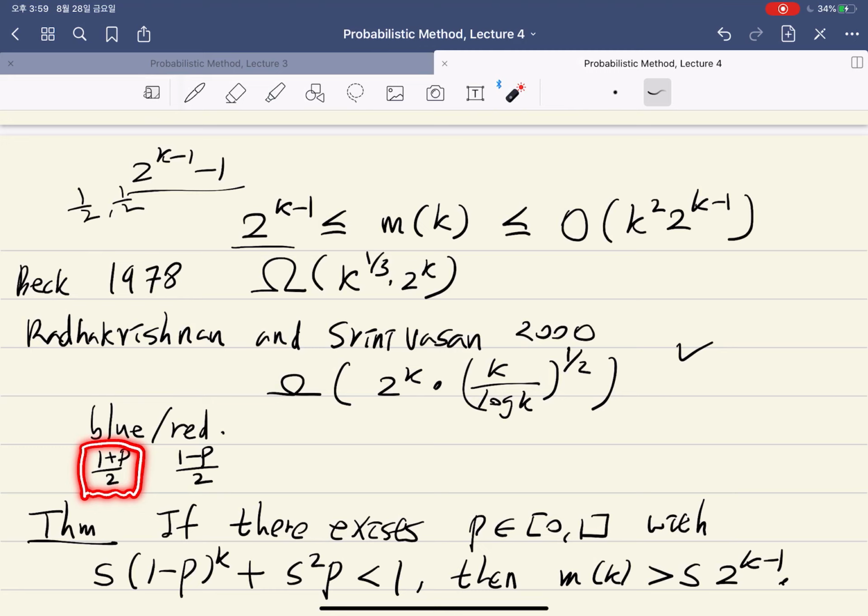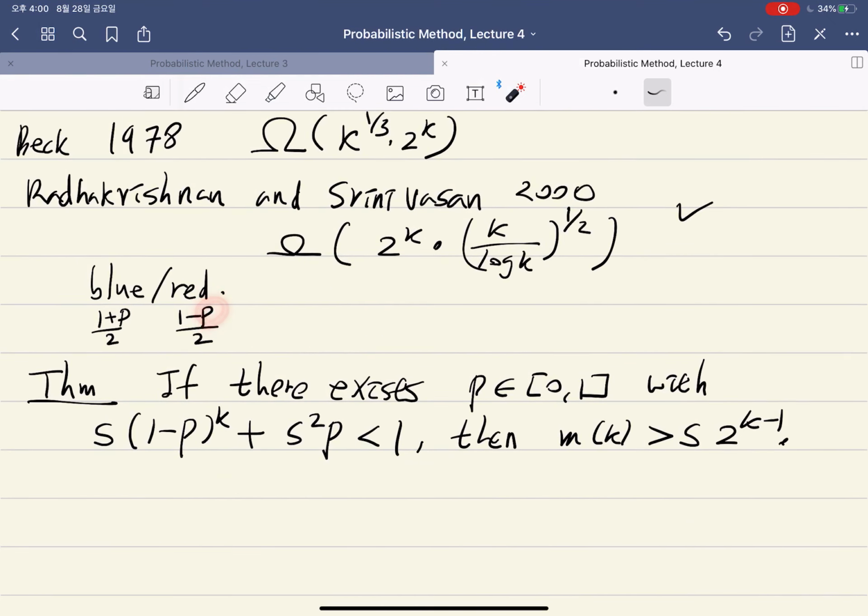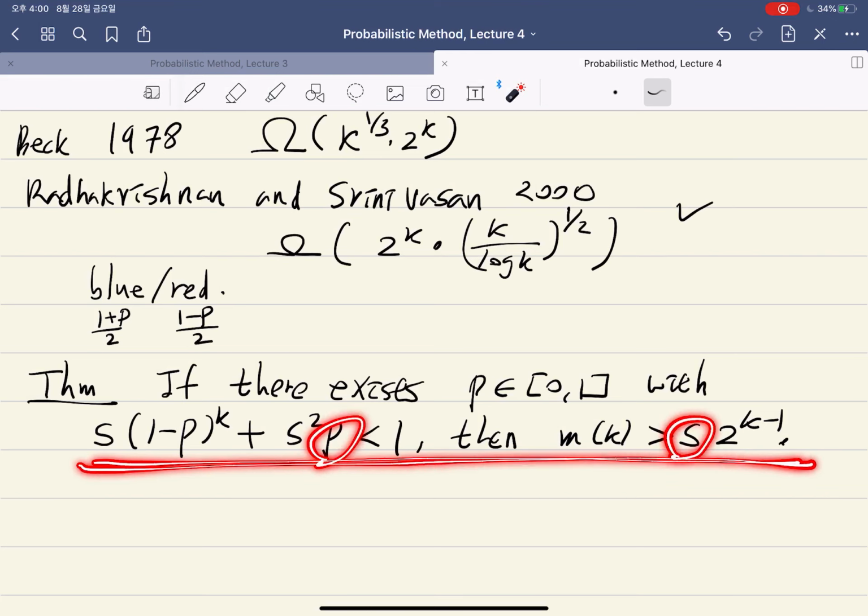But now blue is even bigger, so we have quite many blue monochromatic edges. But by hand, we will correct the color of some vertices to kill all blue monochromatic edges. And in order to choose this p, we will choose p which satisfies this condition, where s is the number of edges. So that's our plan. With that, we first show that this holds, and then later we show that we can actually choose s and p wisely so that these conditions are satisfied, and then we get this answer.